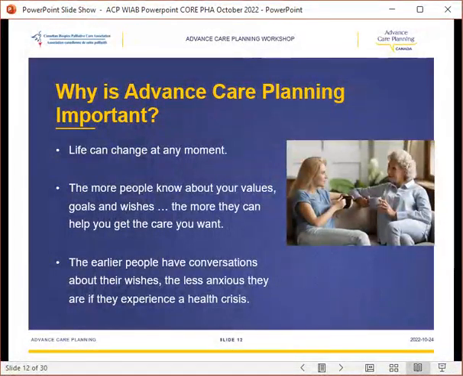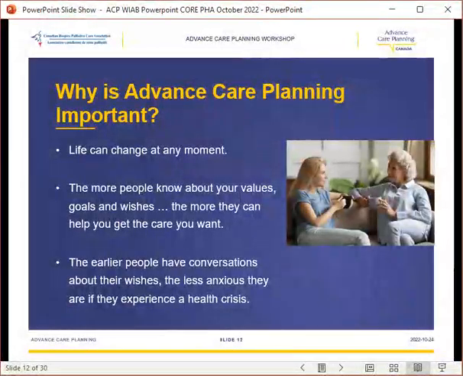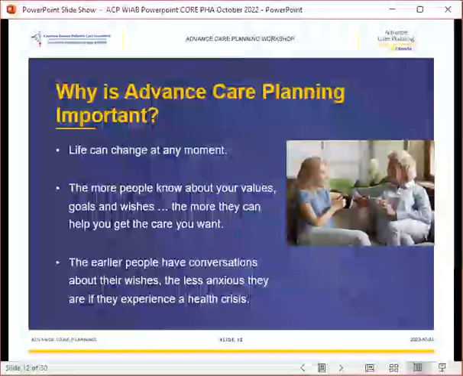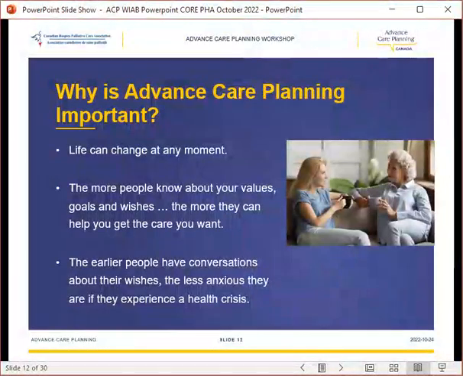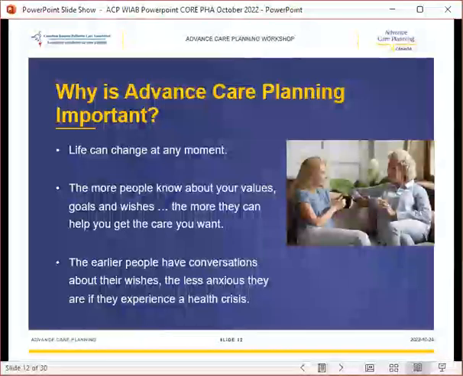I think oftentimes in our society, we make assumptions that the care will be there when we need it. And the reality is that that may not necessarily be so. And sometimes the planning takes a bit of time to ensure that we have the care that we want and need.